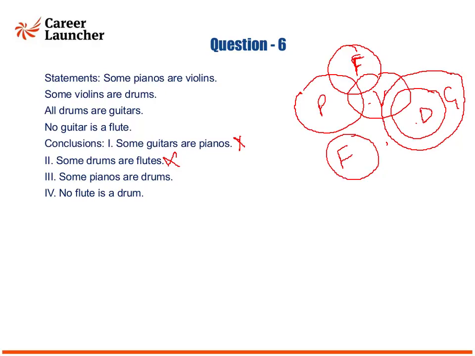Some pianos are drums. No, there is no possibility. We have pianos here, drums are here. No flute is a drum. This was a certainty because we were told no guitar is a flute, so no flute is a drum will by default follow. So conclusion 4 alone is valid.